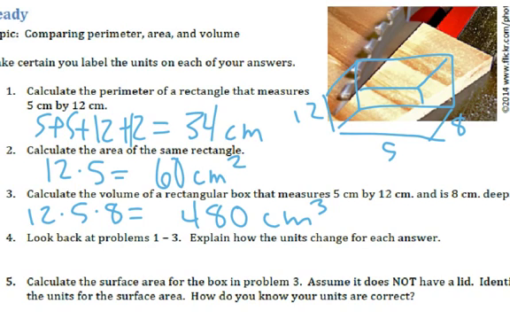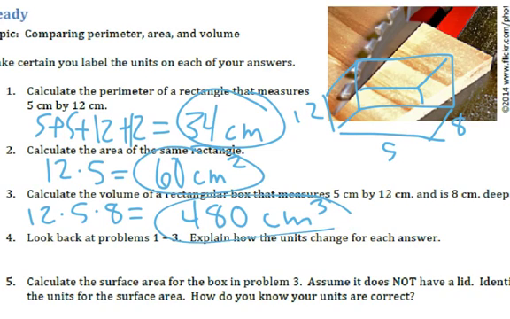So it says, how do the units change for each answer? Well, we change from just regular length to how many squares to how many cubes fit inside of it. Okay? Now, question 5 says, calculate the surface area for the box in problem 3. Assume it does not have a lid. Identify the units for the surface area. How do you know the units are correct?